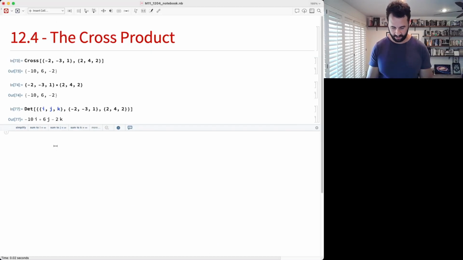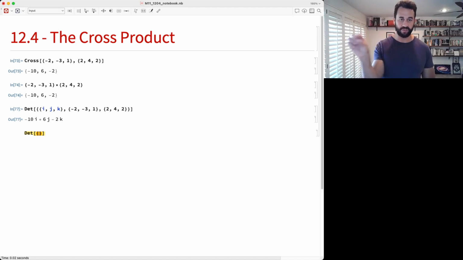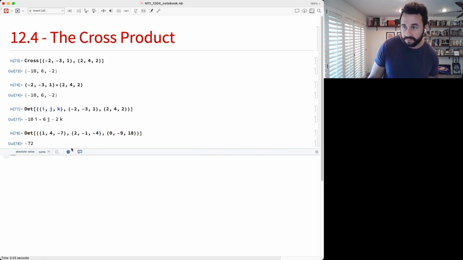So here we are again, det, and then we need to enter it as a matrix. So first an initial set of curly braces, and then I'm just going to list those three vectors. So the first one was 1, 4, -7. The second one was, oh, notice Mathematica actually auto-fills the second brace. 2, -1, -4. And then the last one was 0, -9, 18. Shift return. Oop, wait, did I enter something wrong? We should have gotten 0 from this.